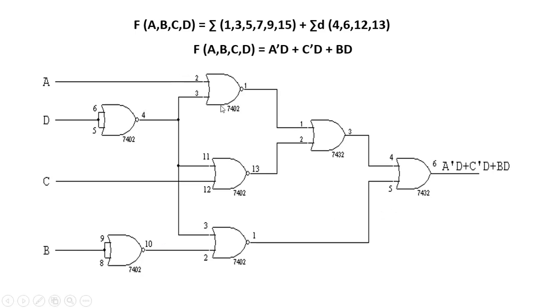In this IC you will give input at pins 2 and 3 and you will get output at 1. You will give input at 6 and 5, short-circuit them and then you will get output at 4. You will connect this output at 4 to the 3rd and 11th pin. Then C you will give at the 12th, and at 13 you will get the output. So through this pin diagram and schematic you can implement this function.